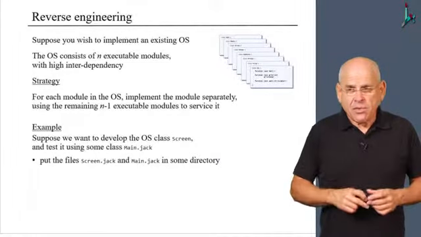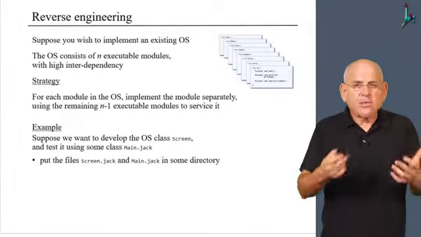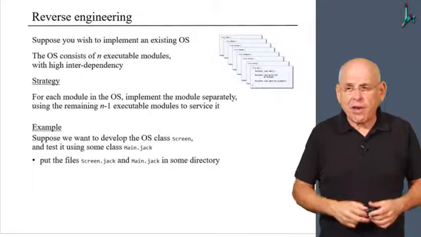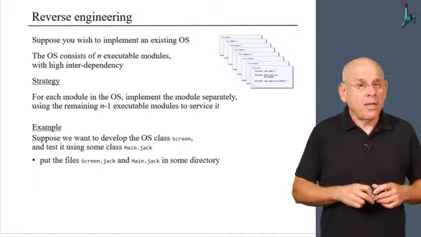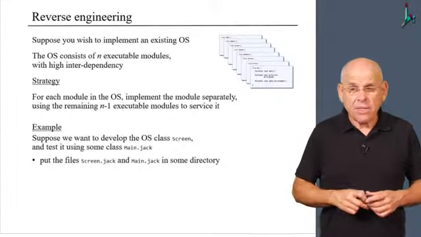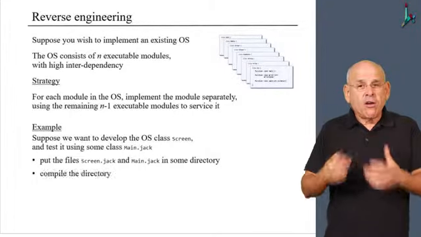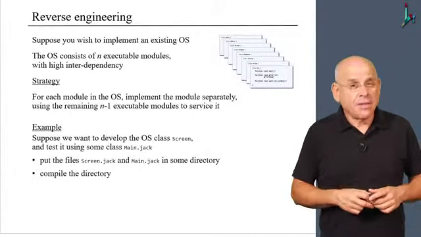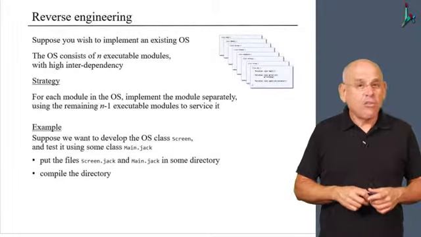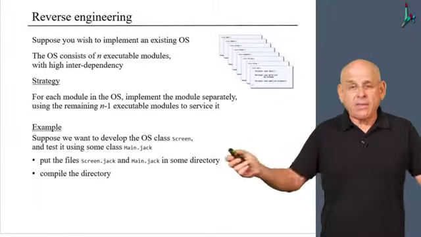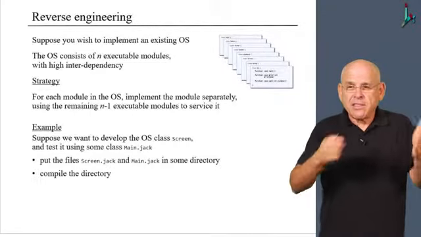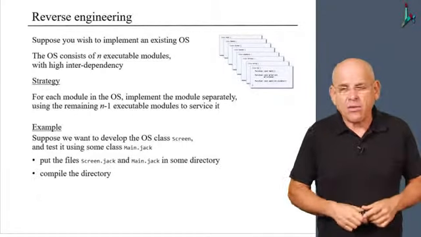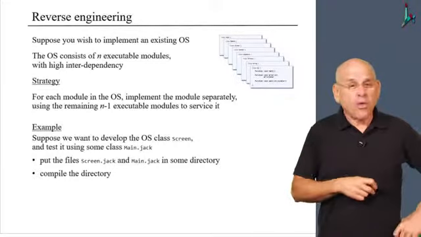What we suggest that you do is that you take the screen.jack file that you want to develop and the supplied main.jack and put them in some directory on your PC. Then you can go on and compile the directory using the Jack compiler. Now what you'll get is a set of VM classes, or 2 VM classes, screen.vm and main.vm, that you can now go on to execute.